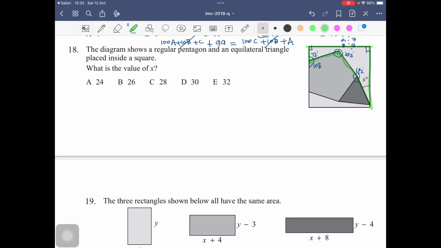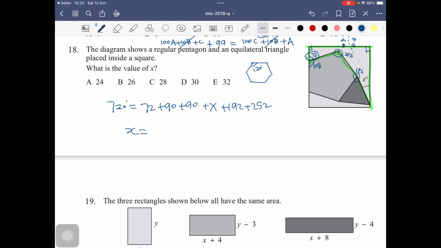This is a hexagon. So when we see the regular hexagon, which is the easiest one for us, one angle is 120. So the sum of all internal angles is 720. So 720 from here going clockwise: 72, 90, 90, x, 192, 252. It makes x 180.